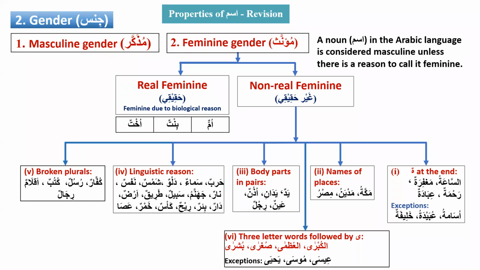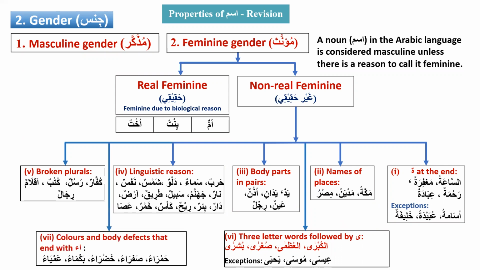Names of places. No, that's already done. Oh, okay. The body. Okay. Sorry? Alif mamduda at the end. Not body parts, sorry. Body defects and names of colors. Yeah, colors, ending with alif mamduda. This is alif maqsura, and this is alif mamduda, alif with a hamza at the end. All right, good. So there are how many reasons? 1, 2, 3, 4, 5, 6, and 7 reasons.